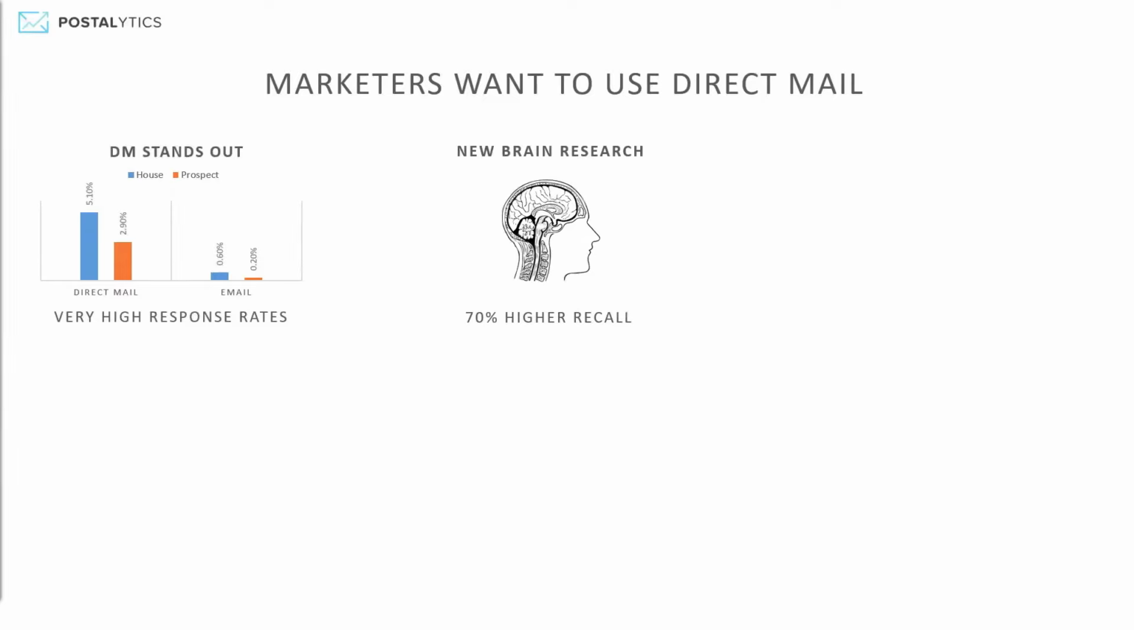There's also new research that has come out recently that says that the human brain digests direct mail and other physical printed materials much differently than digital messages that flash across our screen. And so there's 70% higher recall for brands that use direct mail. And the emotional impact, the part of the brain used to digest direct mail and the images and copy associated with it, is different and more powerful.